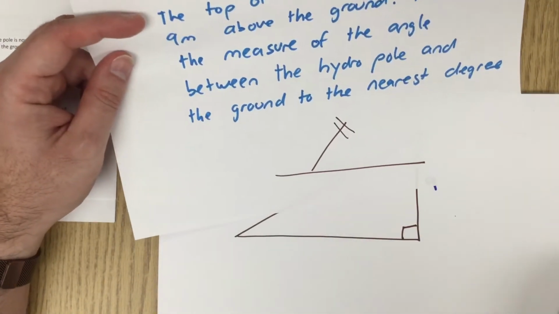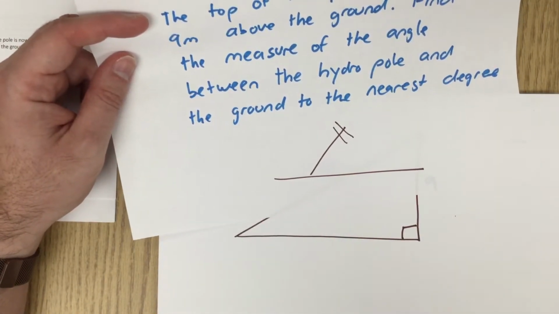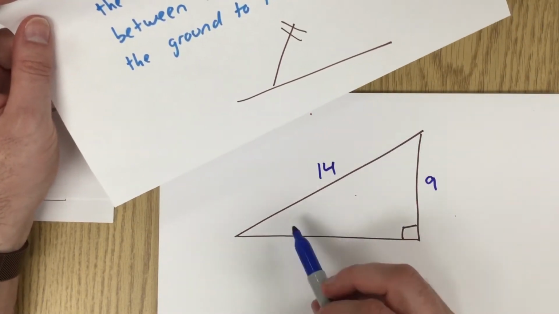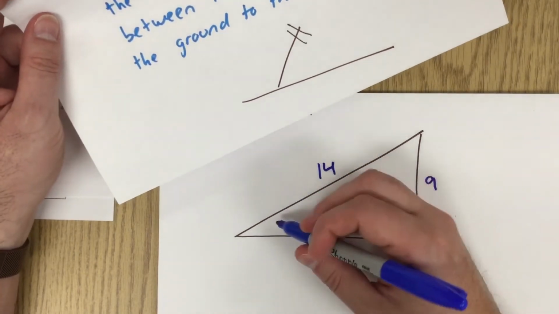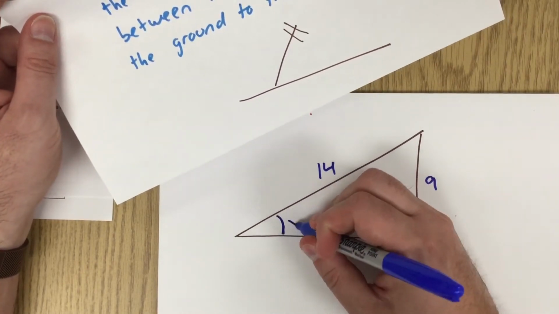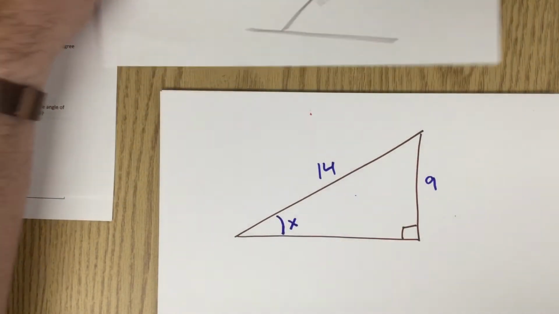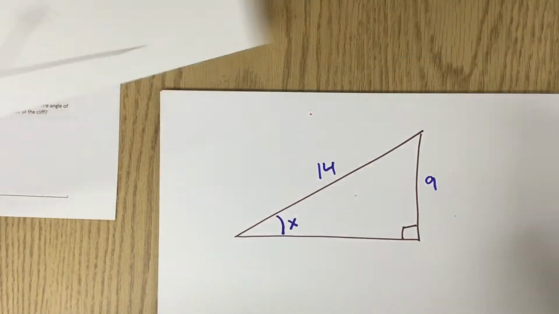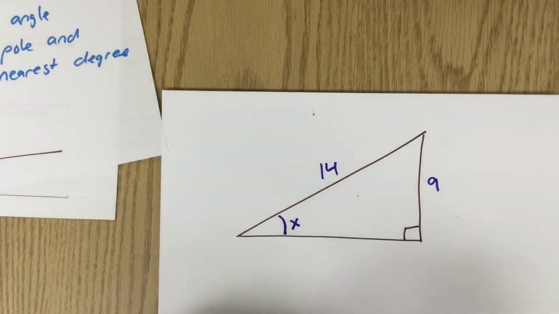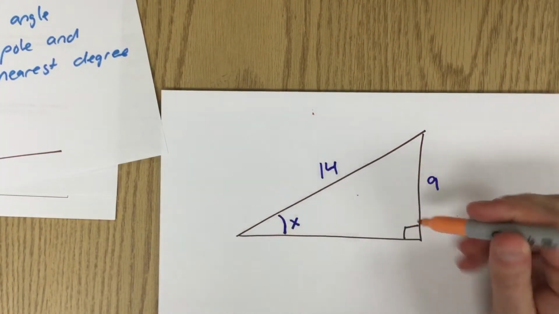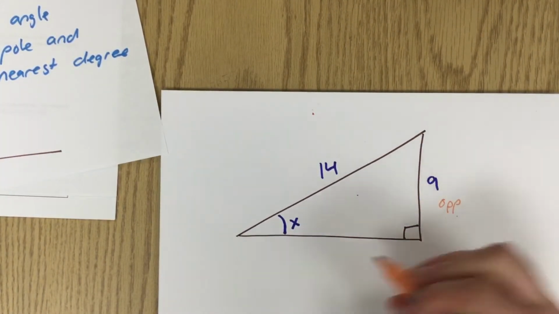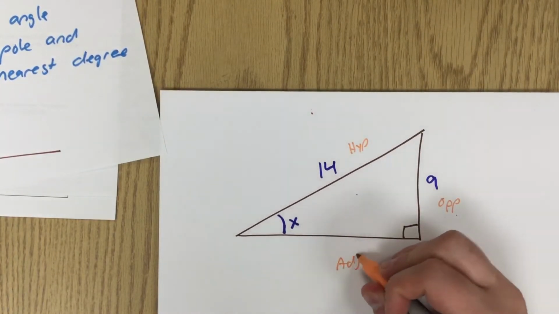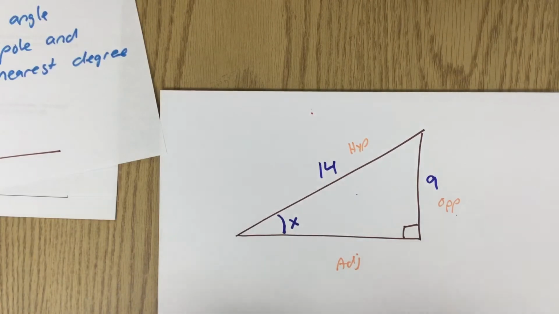What we want to do is find the measure of the angle between the hydropole and the ground. So this is the ground, that's the hydropole. This is going to be the angle we're looking for, and that's going to be angle X. So we could go and solve this now. What we know, that's our angle, then this is the opposite, this is the hypotenuse, this is the adjacent.